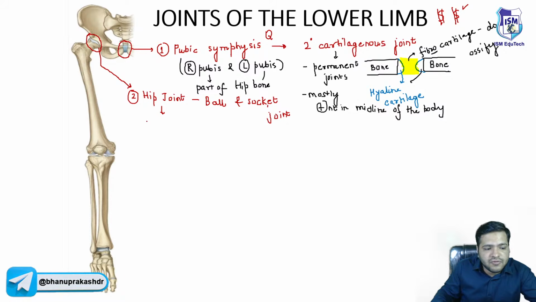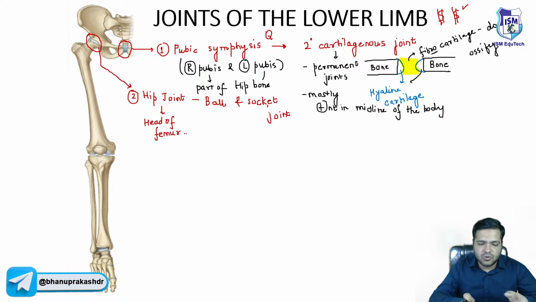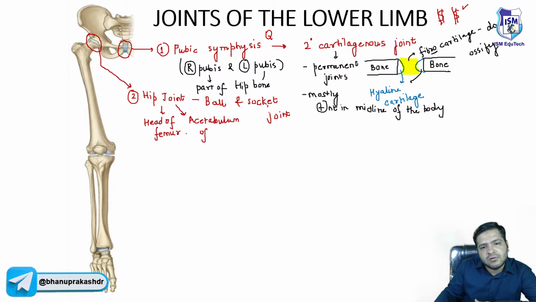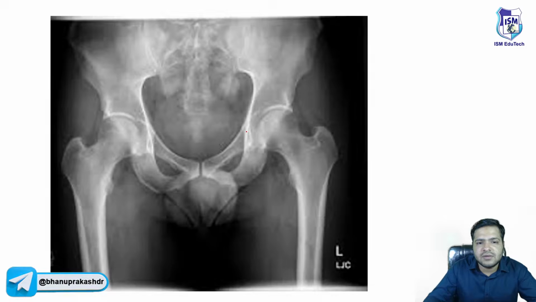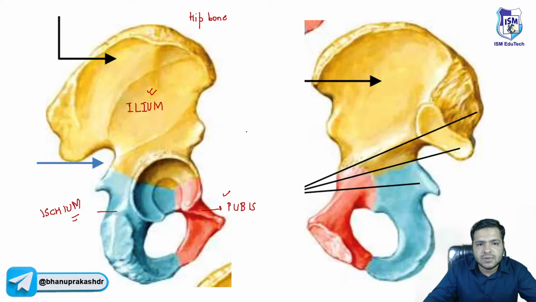So hip joint, it is formed from the head of the femur bone and the acetabulum of hip bone. If you can see over here beta, so yes, if I have the picture with me, okay, let me just check it now beta. This is called as the acetabulum. This is like a socket.